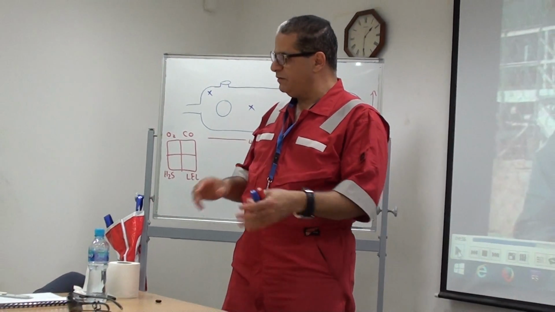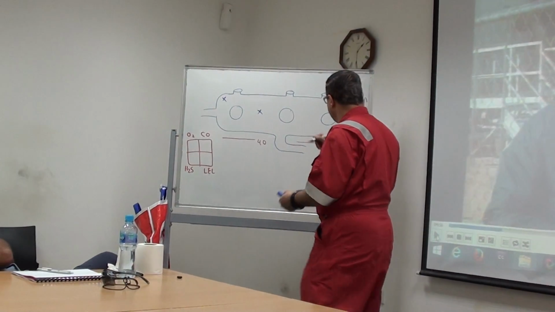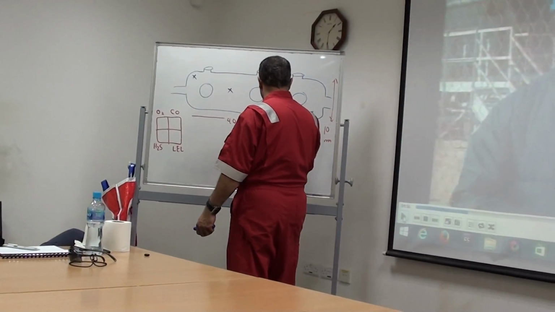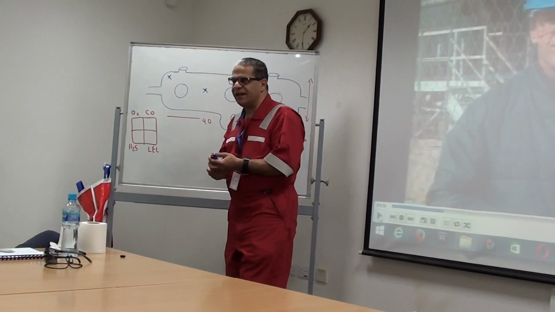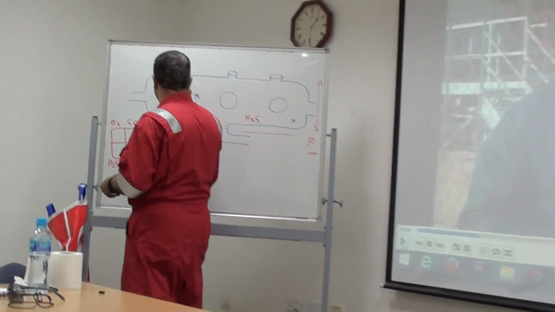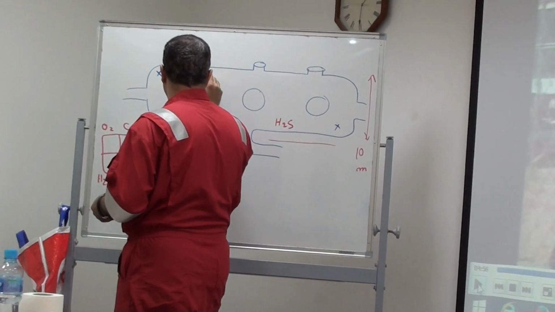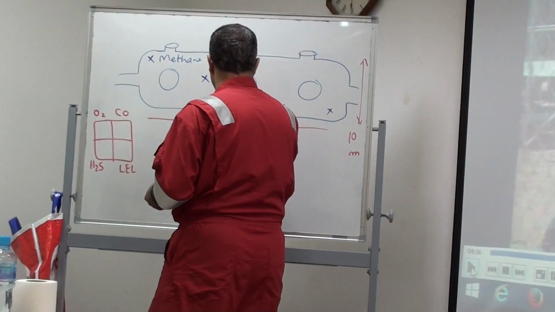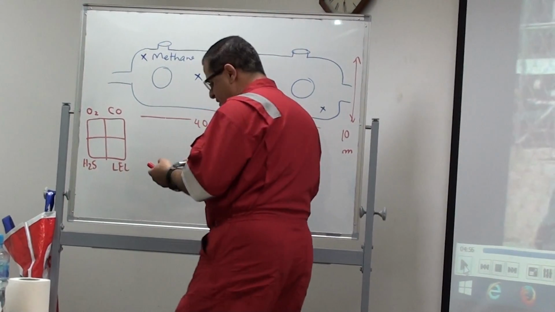Heavier gases, they recede down. For example, H2S. H2S is heavier than air. Lighter gases, they go upstairs. For example, methane. Oxygen and CO in the middle.